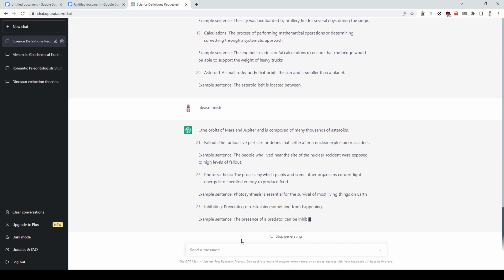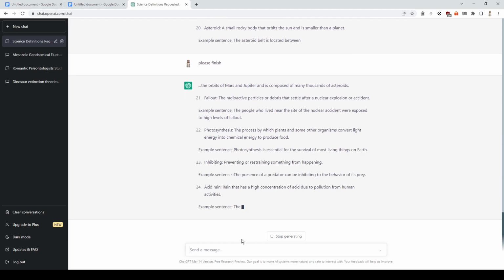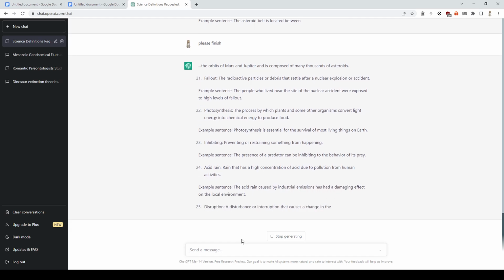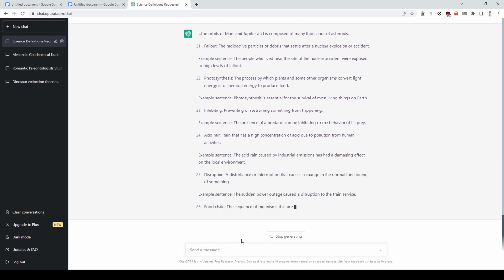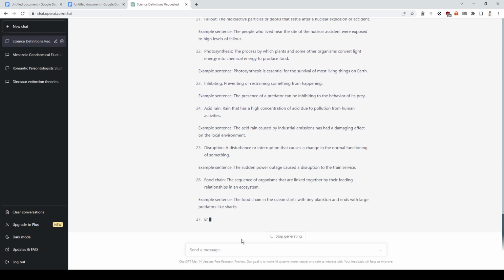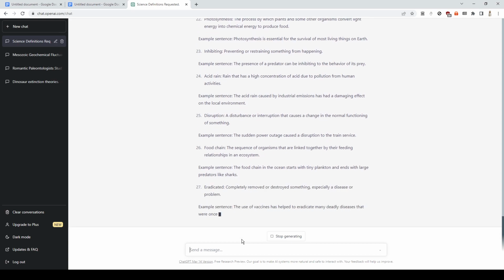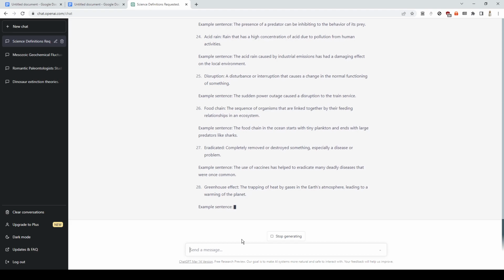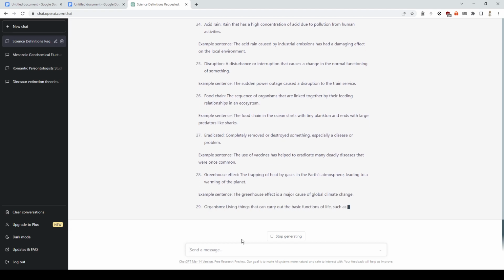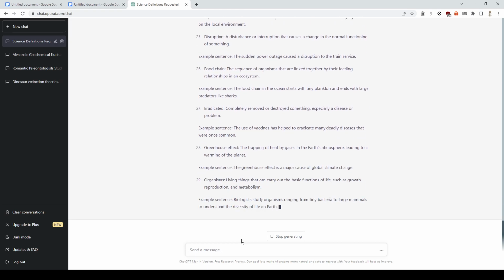Photosynthesis, inhibiting, acid rain. And again, I do want to point out that it's not a perfect technology. Sometimes it will make mistakes. But I think for this sort of thing, it's a very, very useful tool. Okay. And I think that's all of them. So I've got 29 words.